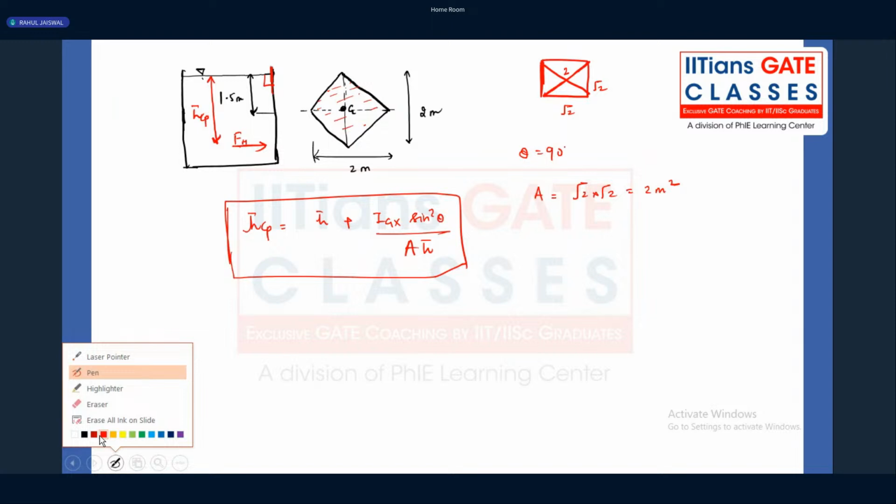Now the big headache is to calculate the value of Igx. Igx is the moment of inertia of a plane surface about the horizontal centroidal axis, the axis which is passing through the centroid. We need to calculate the moment of inertia of these two triangles about this axis. Again, it is a very easy, straightforward question.